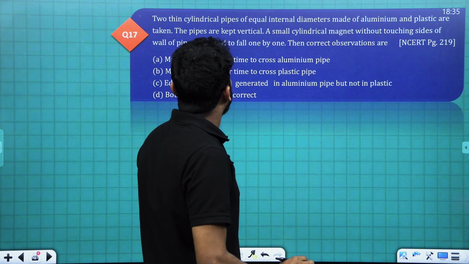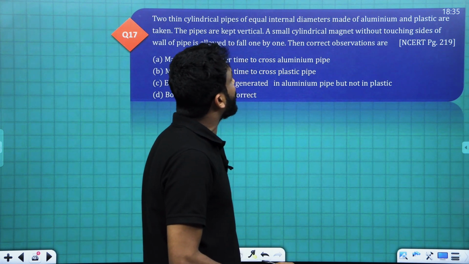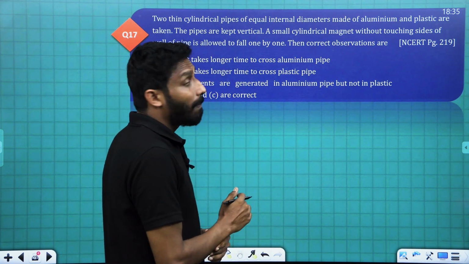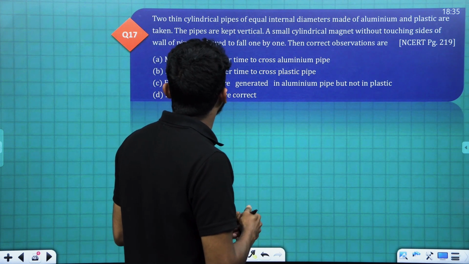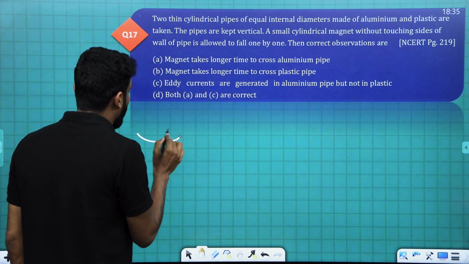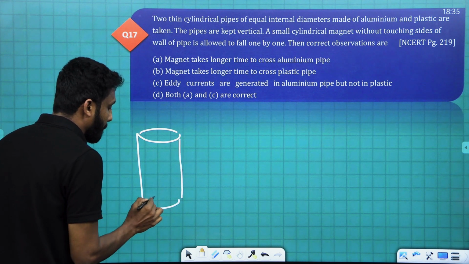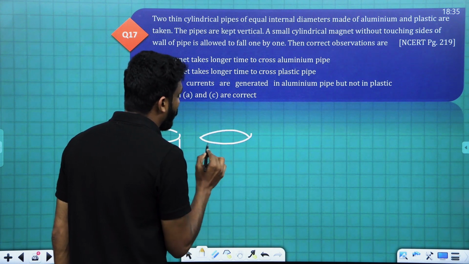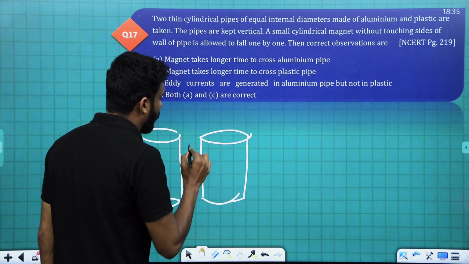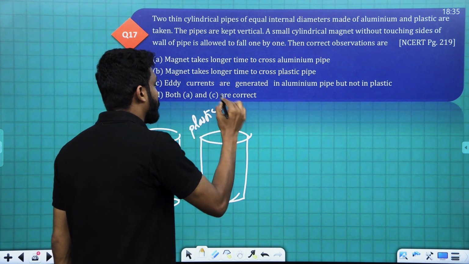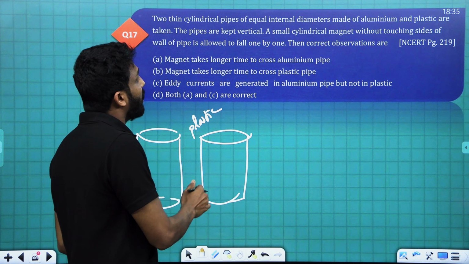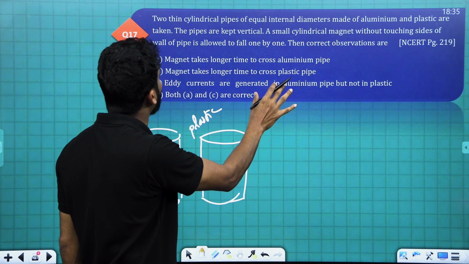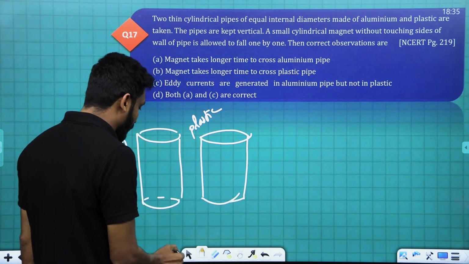Two thin cylindrical pipes of equal internal diameters made of aluminum and plastic are taken. One is made of aluminum, second one plastic. The pipes are kept vertical. This one is of material aluminum, and the other one of same diameter is of plastic. Kept vertical as shown. A small cylindrical magnet without touching sides of wall of pipe is allowed to fall one by one.